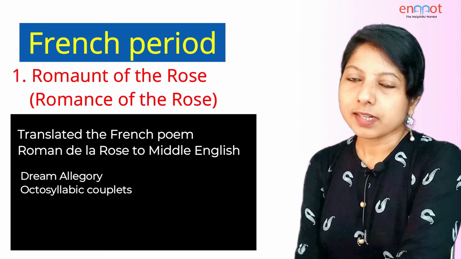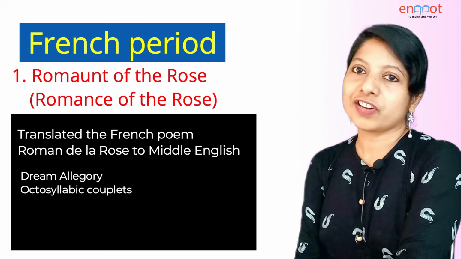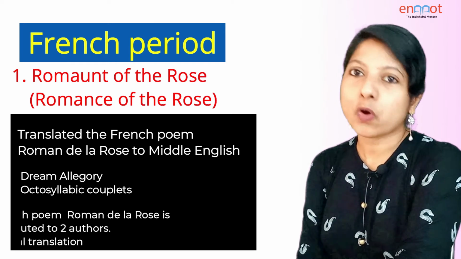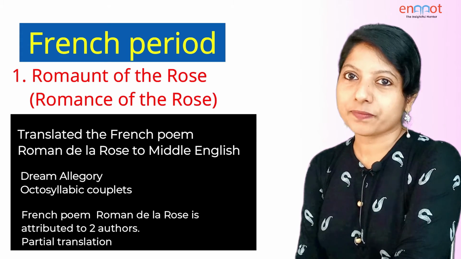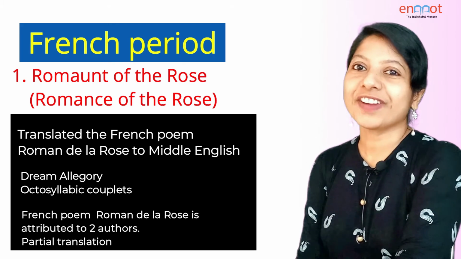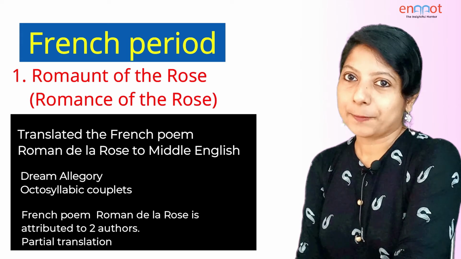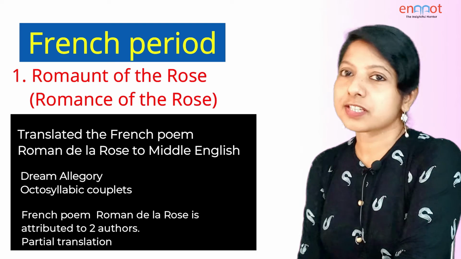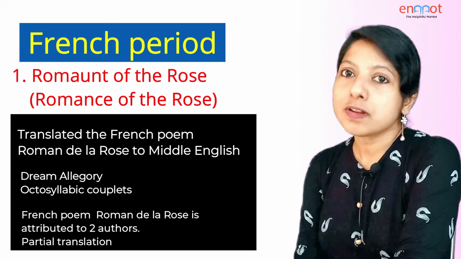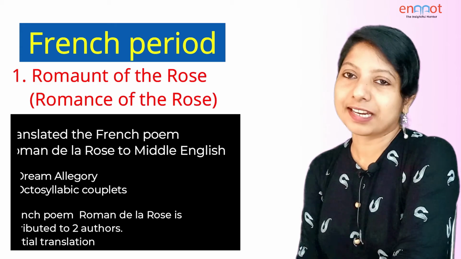Now, regarding the authorship of this poem, the poem was begun by one author and was completed some 50 years later by another author. So this is a dual or collaborative authorship, which means this work is attributed to 2 authors, and it's up to you to find out the names of the writers of this French work. Now, another point regarding this work is that Chaucer did not translate the whole work. It's an incomplete or partial translation into Middle English.